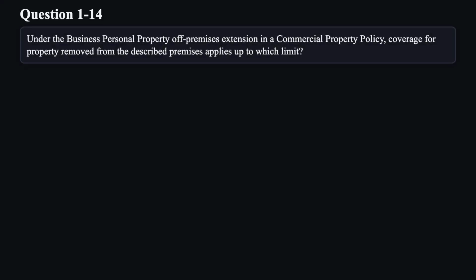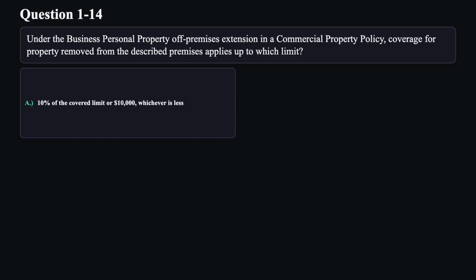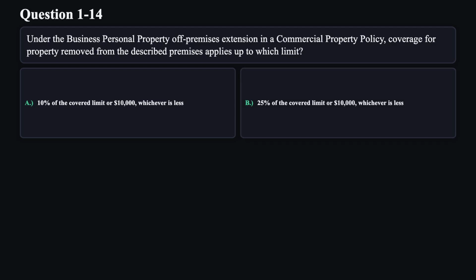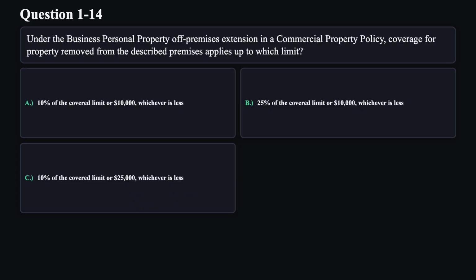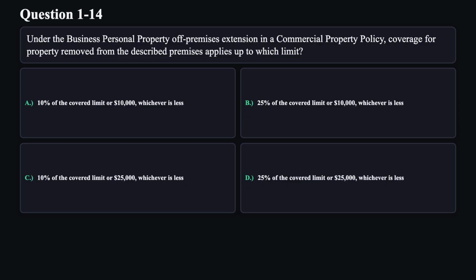Question 14. Under the business personal property off-premises extension in a commercial property policy, coverage for property removed from the described premises applies up to which limit? A. 10% of the covered limit, or $10,000, whichever is less. B. 25% of the covered limit, or $10,000, whichever is less. C. 10% of the covered limit, or $25,000, whichever is less. D. 25% of the covered limit, or $25,000, whichever is less.